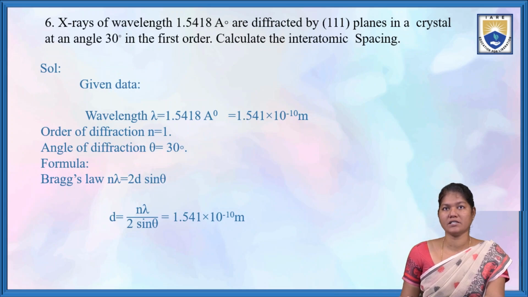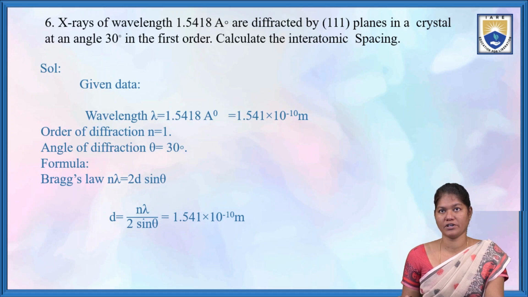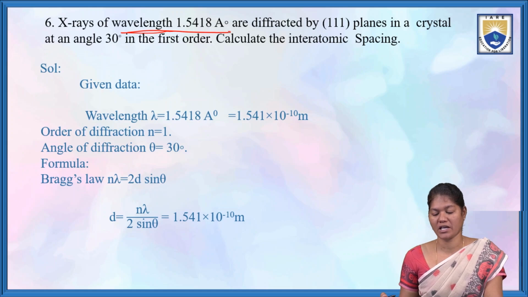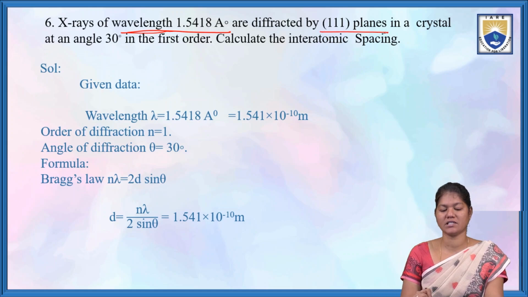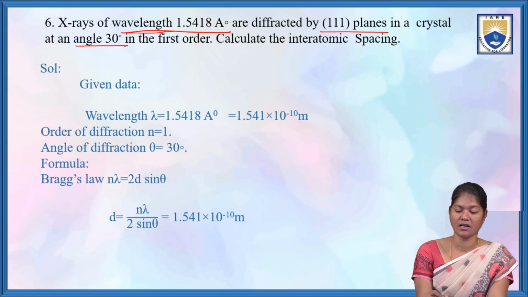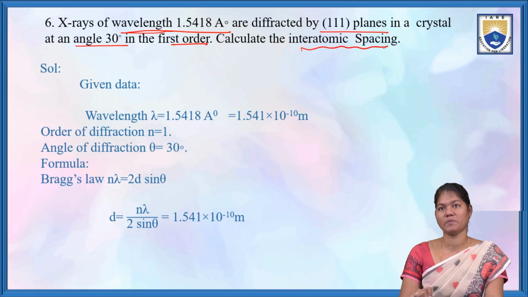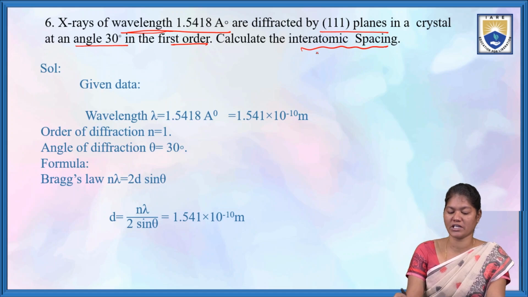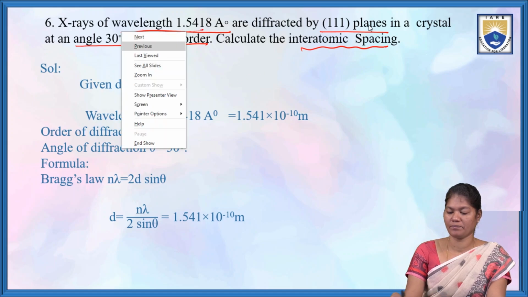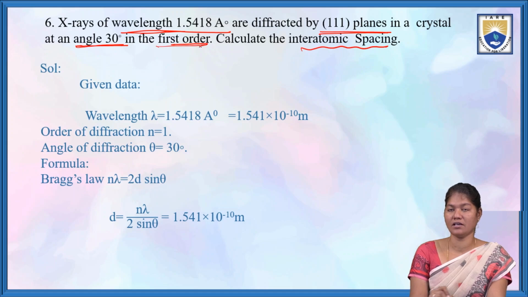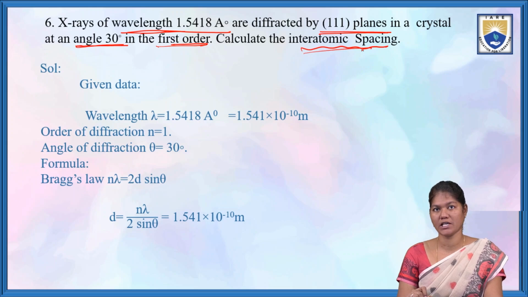Next one: X-rays of wavelength 1.5418 angstroms are diffracted by 111 planes in a crystal at an angle of 30 degrees in the first order. Calculate the interatomic spacing. So the given data is the wavelength, the crystal plane, the angle of diffraction, and the order. Then we need to calculate the interatomic spacing.